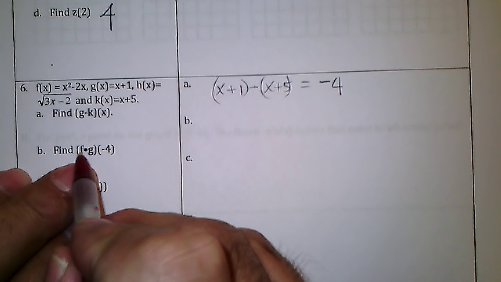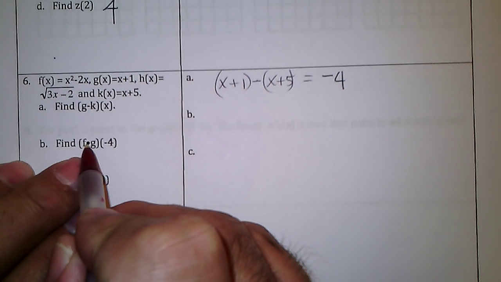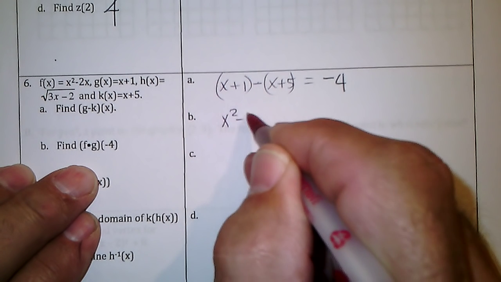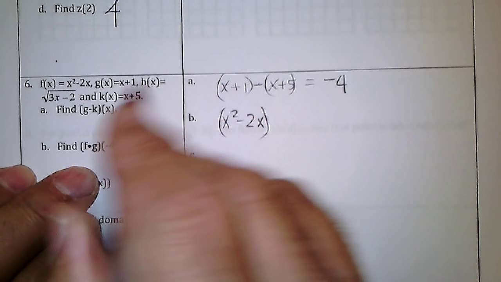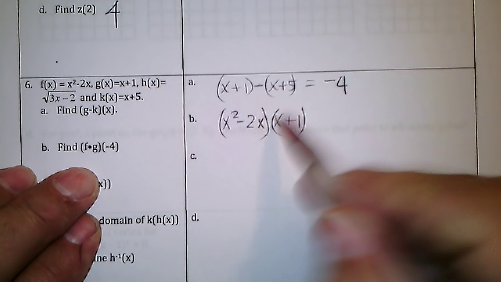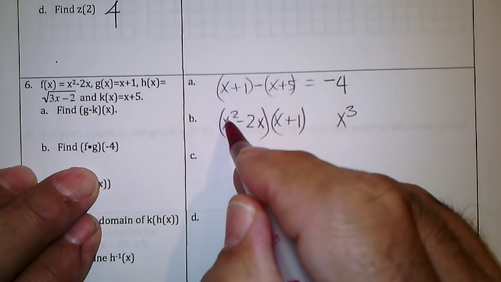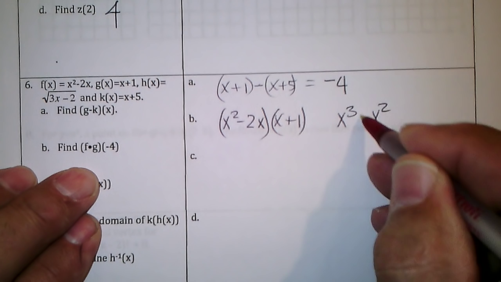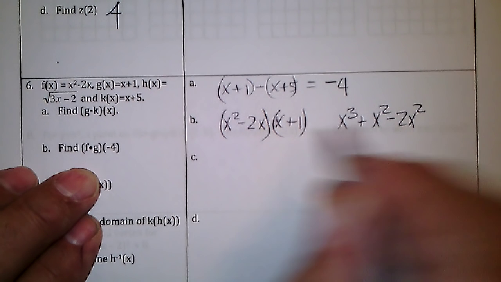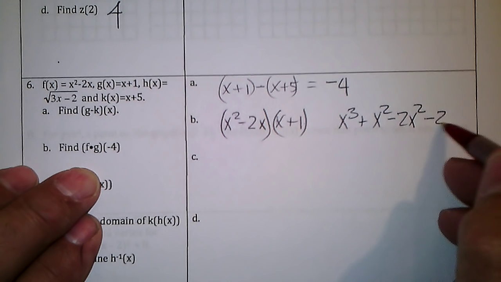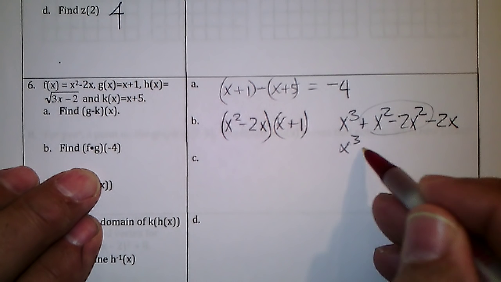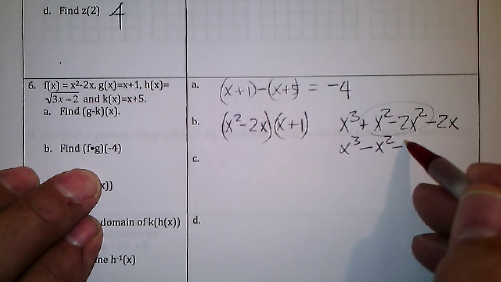We're supposed to multiply f times g. So we got x squared minus 2x for f. G is x plus 1. So x squared times x is x to the third. X squared times 1 is x squared. Minus 2x times x is minus 2x squared. Minus 2x times 1 is minus 2x. Those are like terms, so I get x to the third minus x squared minus 2x.